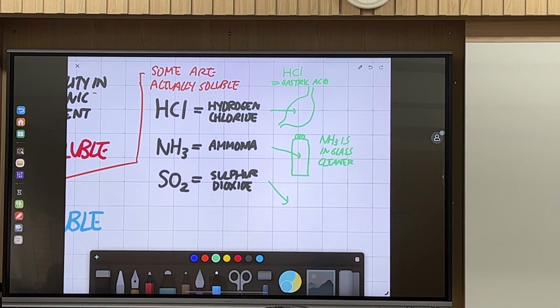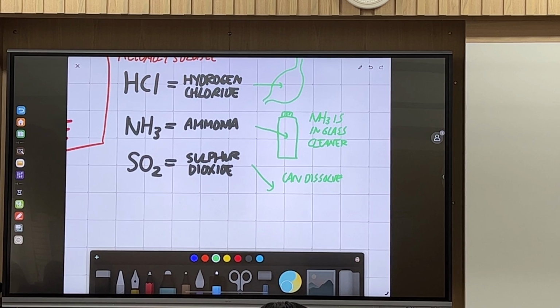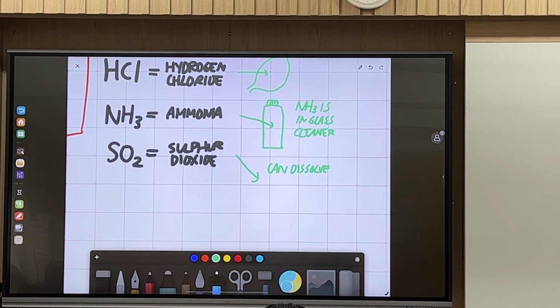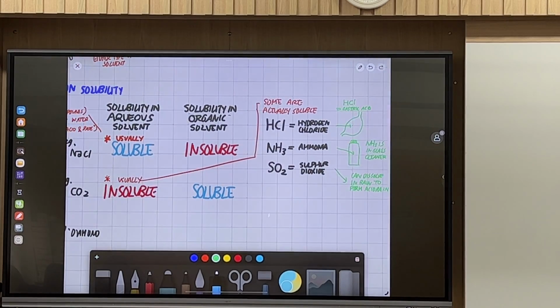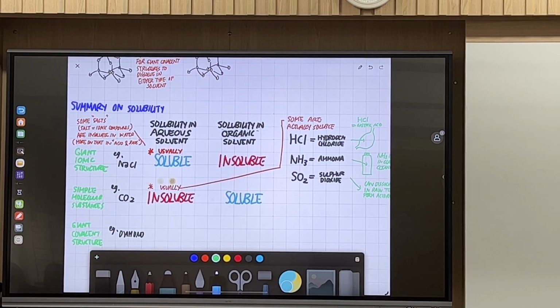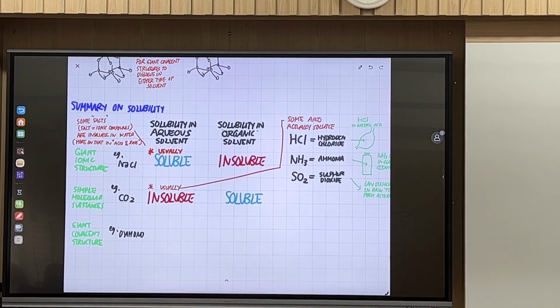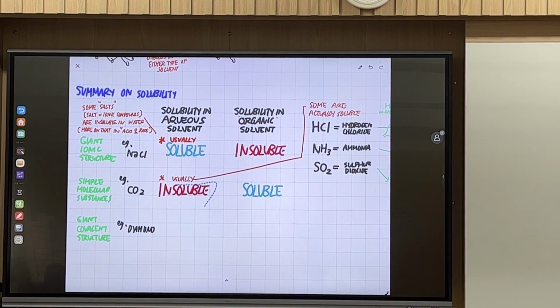Then we have SO2. SO2 can dissolve in rain to form acid rain. Maybe acid rain is not too serious a problem in Hong Kong because we don't have much industrial activity around. But in regions with a lot of industrial activities, there will be a very serious acid rain problem. So just know these few exceptions for now. They are usually insoluble, except these three. And then we have giant covalent structure. Just remember diamond.